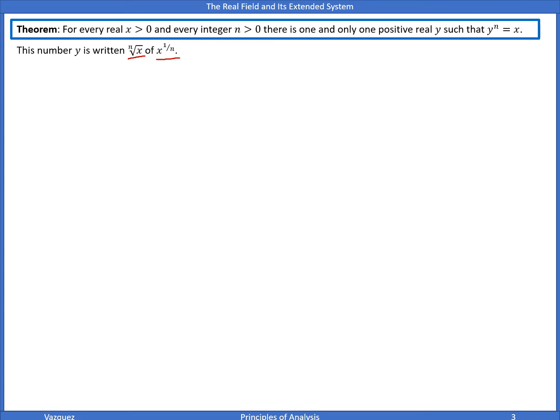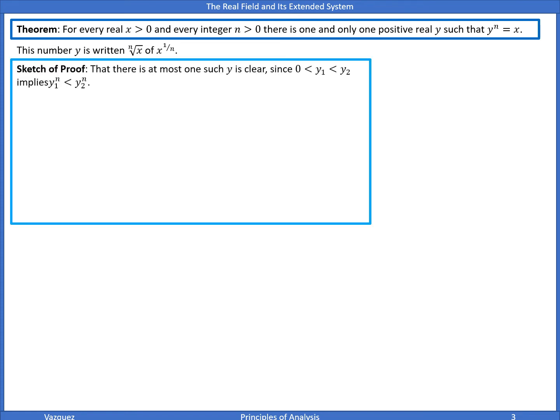And again, this proof is lengthy. It's not as lengthy as the first one, but it would take a while, and it's not our main focus in this class. So we're just going to do a sketch of the proof, like the reasoning behind it, right?